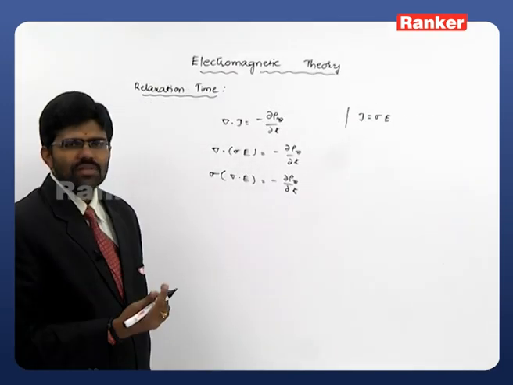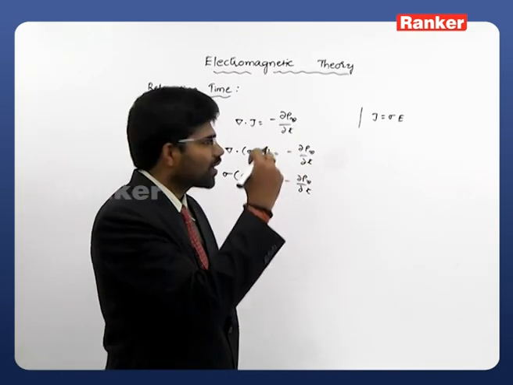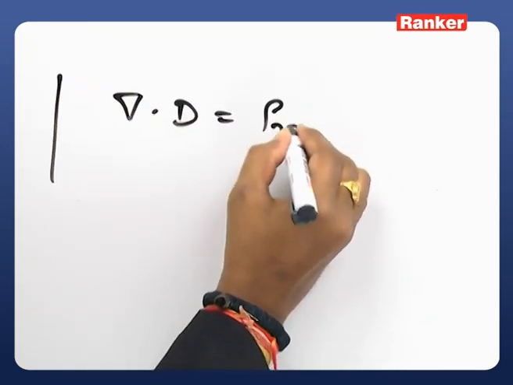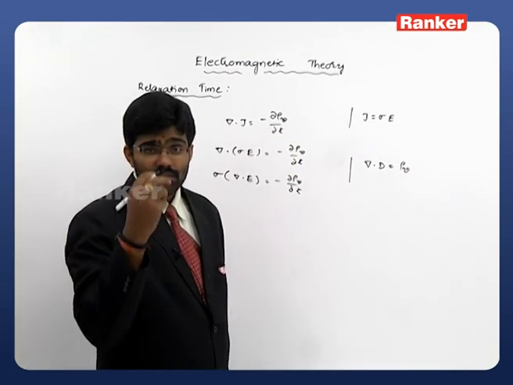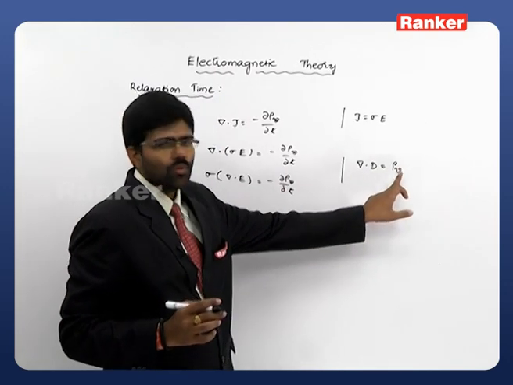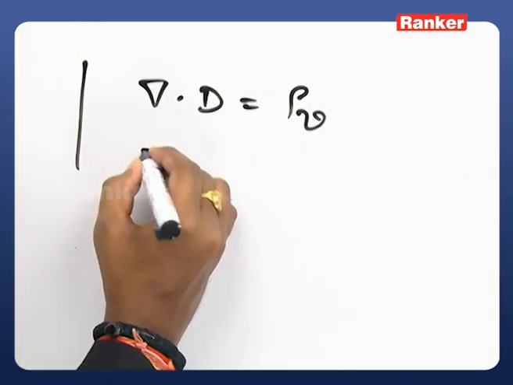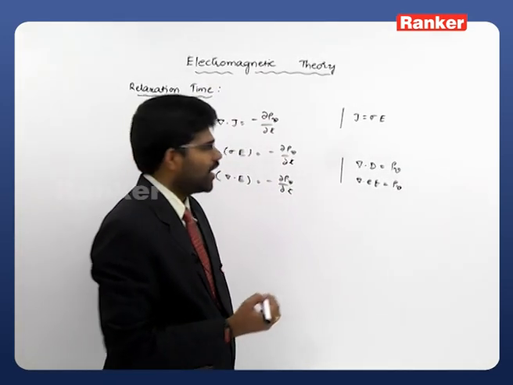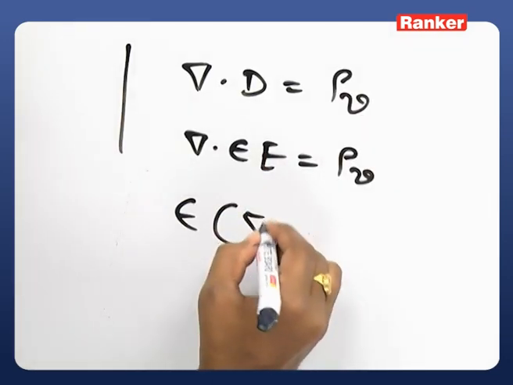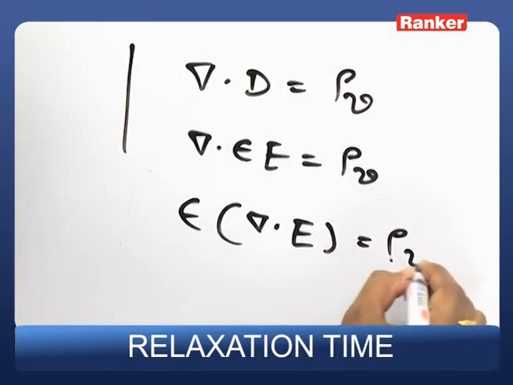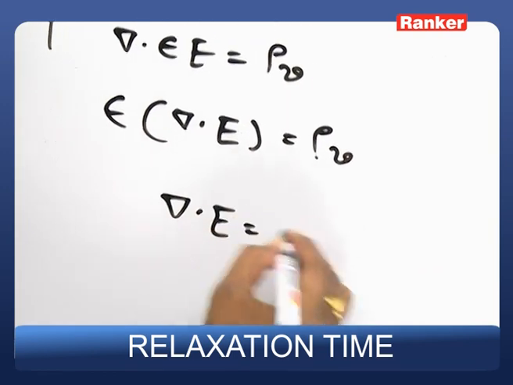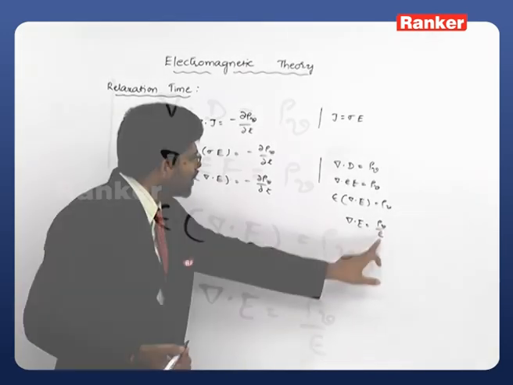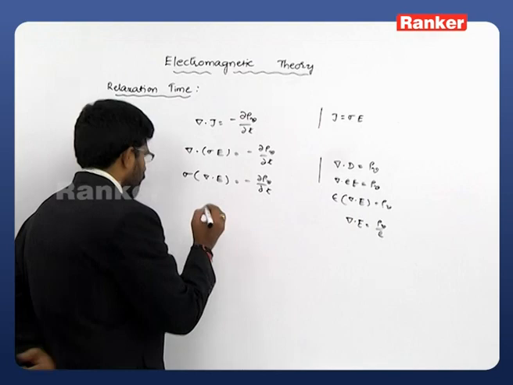And once again recollect the equation we derived from our Gauss law, that is del dot D is equal to ρv. Since we are considering some material which contains some charge, del dot D is equal to ρv. This can be written as del dot εE is equal to ρv, where ε is the permittivity of the medium. So ε del dot E is equal to ρv, which means del dot E can be written as ρv by ε. So I can replace del dot E with ρv by ε.